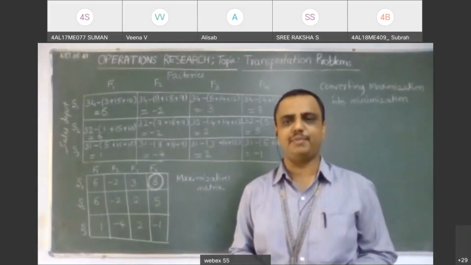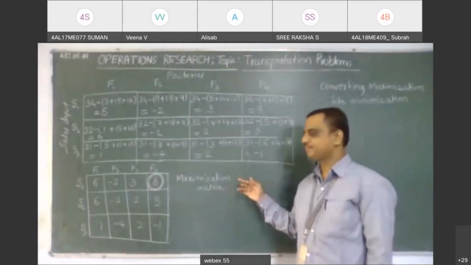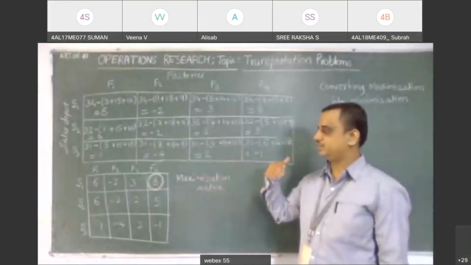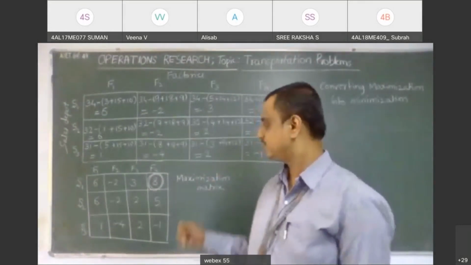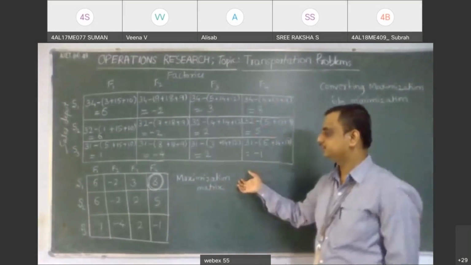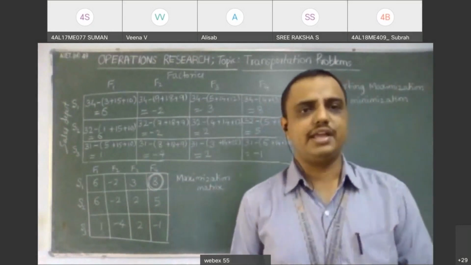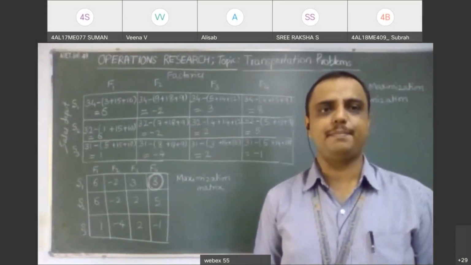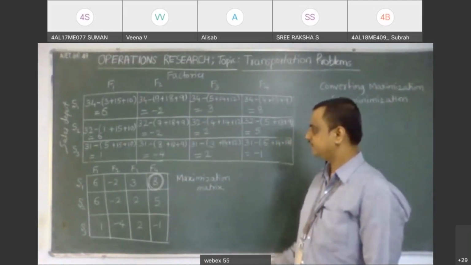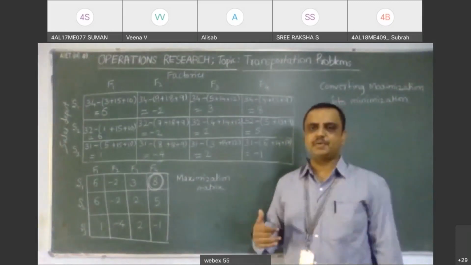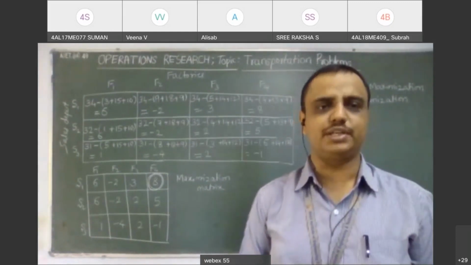Once you get the profit matrix, that itself will be the maximization matrix. Then you know how to convert from maximization into minimization, because in the last class we solved that. Once you convert, find the IBFS using any one method, either NWCM, LCM or VAM. I suggest VAM. Once we finish with the IBFS, start the optimization by the MODI method. That also we have already solved with 2 to 3 problems.